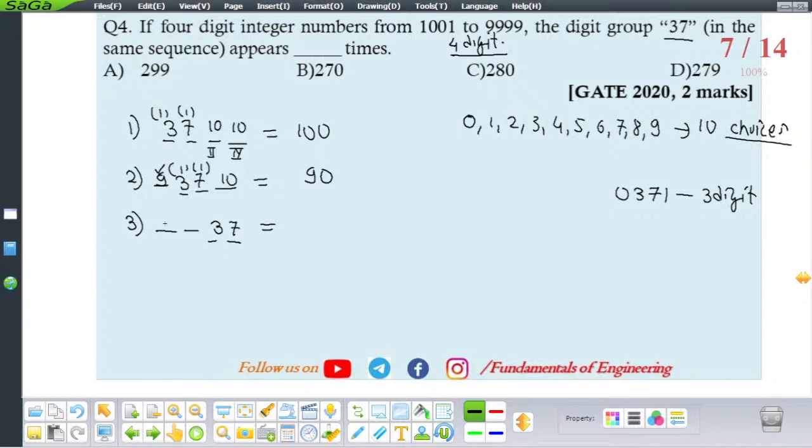Then here also, at the first position 0 will not be there. So we can get 9 possible choices. The second position will get 10 possible choices. This will be 1, this will be 1. So 9 into 10, 90. So how many total are we getting? 100 plus 90 plus 90.